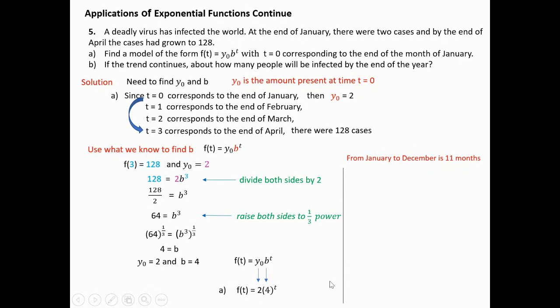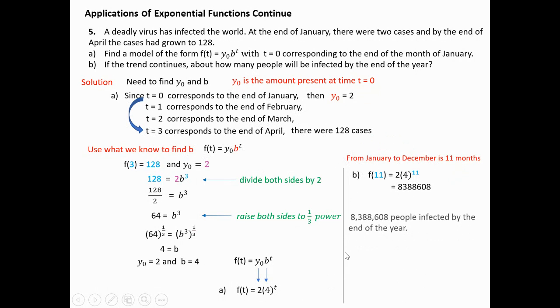Okay. Now, for B part, we have to go from January all the way to December. Because if we continue here, guys, t equals 4 corresponds to the end of May, t equals 5 to the end of June, and so forth. We're going to say that t equals 11 corresponds to the end of December, to the end of the year. That's why we're going to find f of 11.